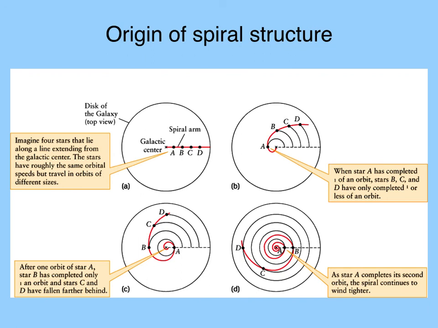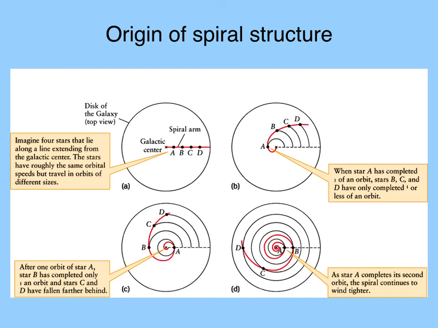So now let's talk about how the spiral structure originates. Now if you look at the top left, there are 4 stars marked as A, B, C, D. Imagine all these stars lie along a line extending from the galactic center outwards. The stars will have roughly the same orbital speeds but will travel in orbits which have different sizes. In panel B, you will see that when star A has completed one orbit, stars B, C, D will only have completed one or less than one orbit.